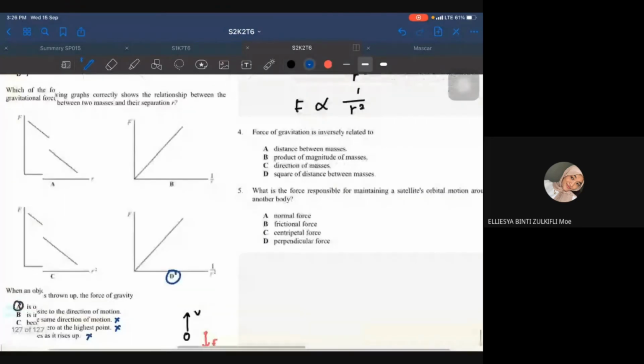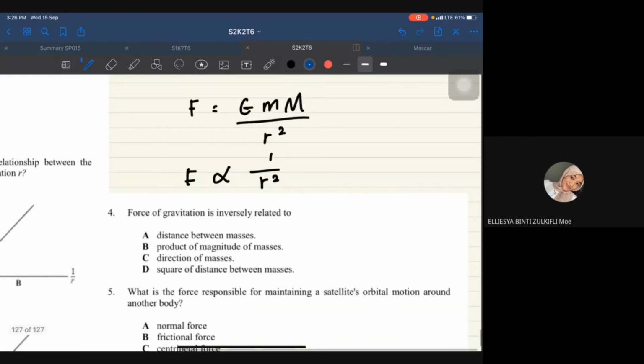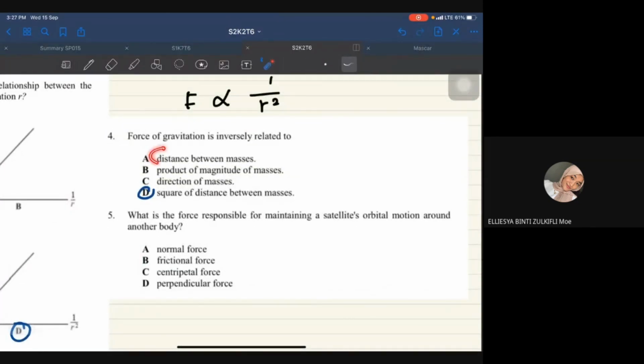Question number 4. Force of gravitation is inversely related to inverse. So ni sama macam soalan tadi kan? Apa jawapan dia? Kalau atas, dia directly proportional. Kalau bawah, dia inverse. So inverse dengan square distance. Okay. Yang direct distance between ni dia tak letak square. Kalau square, yes, betul. Okay, sir.